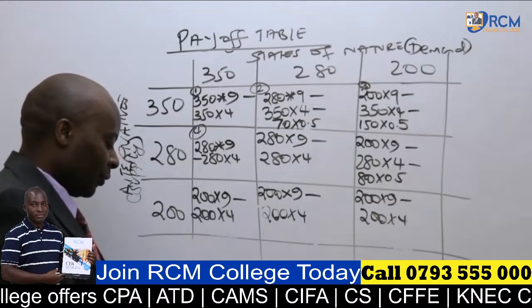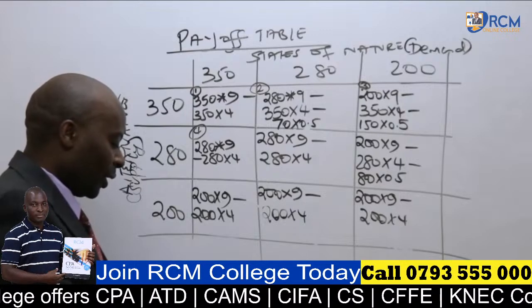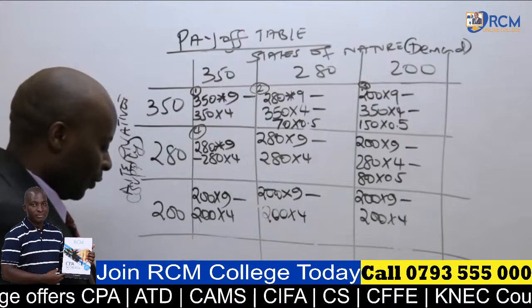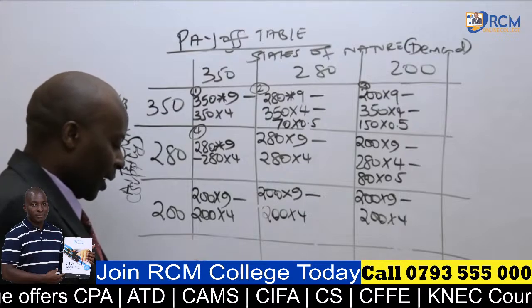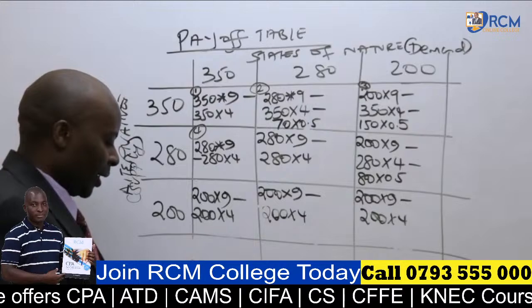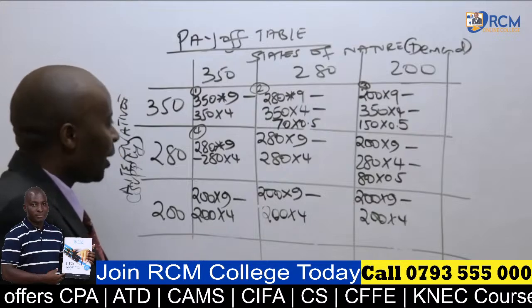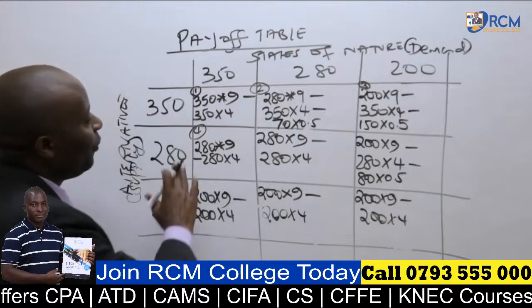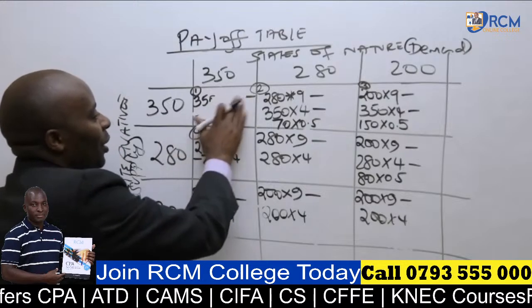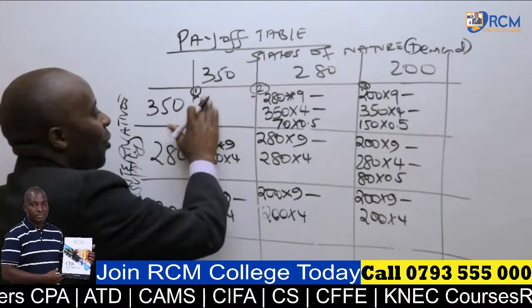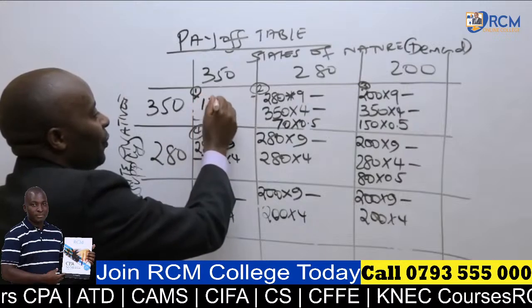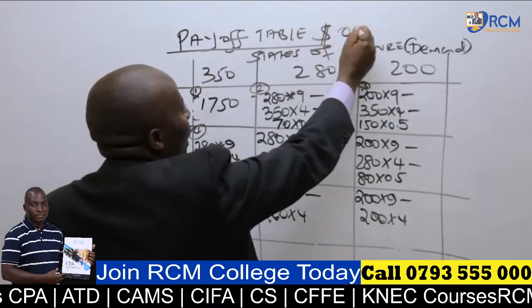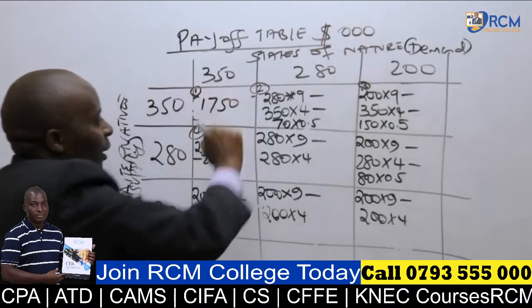So the first figure, what do we have here? We have 350 times 9 minus 350 times 4 equals, which will give me 1750. I can comfortably delete this and write there 1750 like that. Of course, my figures are in terms of dollars, thousands, because of the demand, which was in terms of thousands.